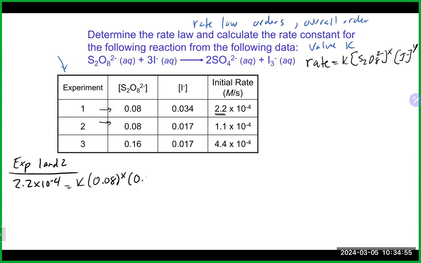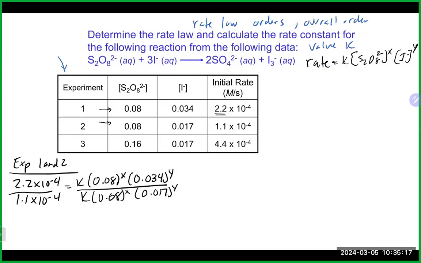X and 0.034 to the Y. And again, that's pretty much everything from experiment 1. On the bottom, we'll go everything for experiment 2, which will be 1.1 times 10 to the minus 4, our K, 0.08 to the X, and 0.017 here to the Y.